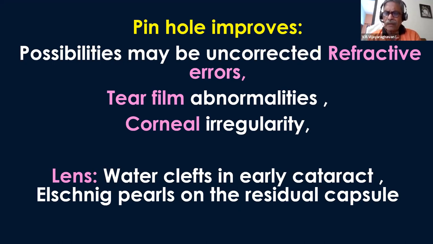Maybe you can have an uneven cornea like this. Then the lens: early stages of cataract. Or you have done cataract surgery but have developed some after-cataract like Elschnig pearls. So when you have a pinhole and the vision improves, it rules out retina problems and optic nerve problems. Then the problem is somewhere in the eye only: refractive errors, corneal irregularity, tear film abnormalities, or developing cataract, or after-cataract like Elschnig pearls. These are all things you are supposed to know. The use of the pinhole is also a common question in examinations.